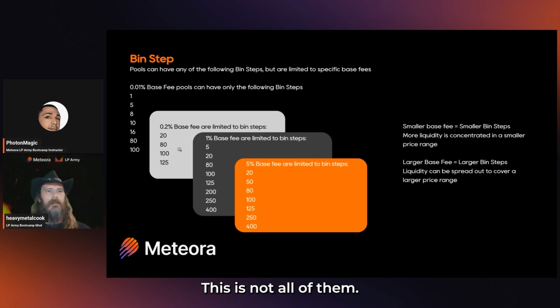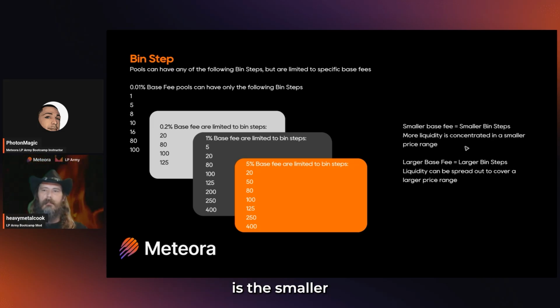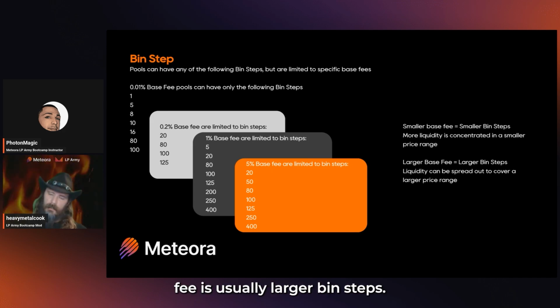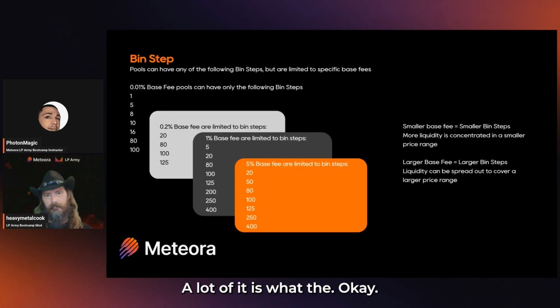This is not all of them. There's a lot out there. But what you need to understand, generally speaking, is the smaller the base fee, the smaller the bin steps are. A larger base fee is usually larger bin steps. There are some small exceptions to that, but not really. A lot of it is like that.